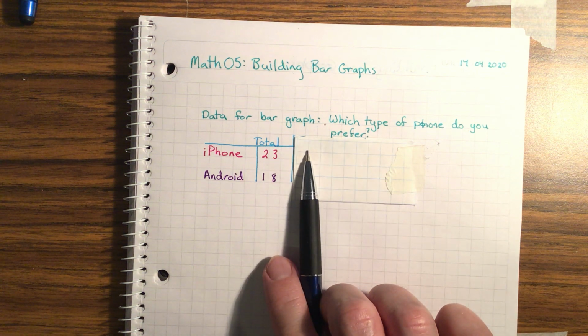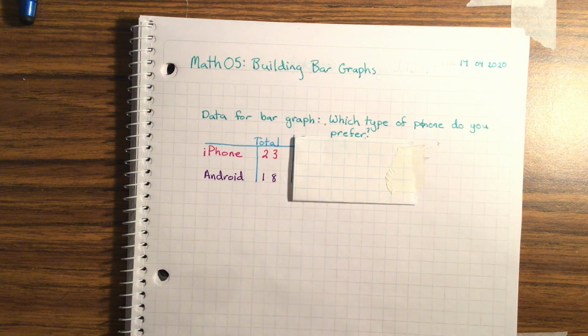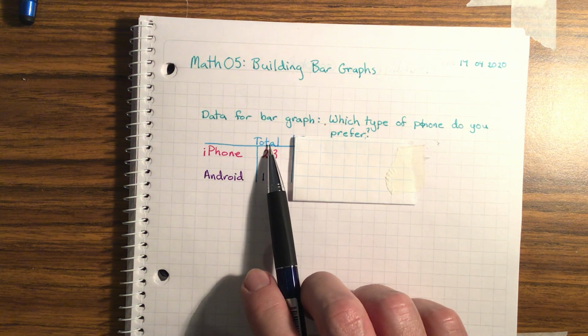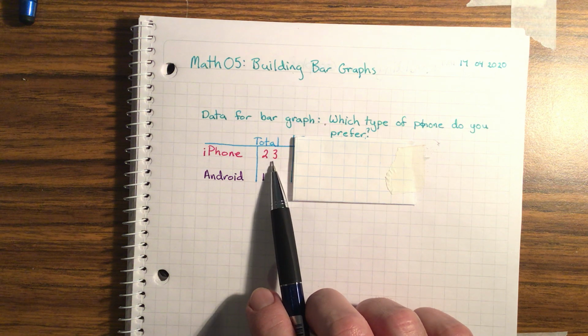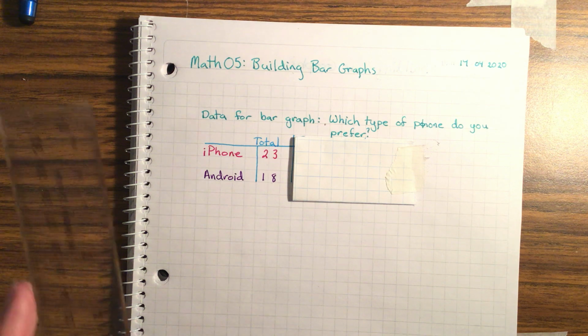And my data for the graph looks like this. The question is, which type of phone do you prefer? iPhone or Android? And you can see I've got a total column here. 23 people chose iPhone, 18 people chose Android. Now let's draw a bar graph for this.